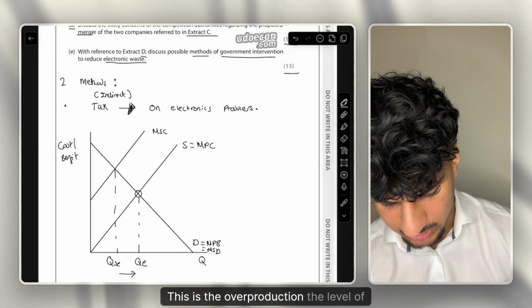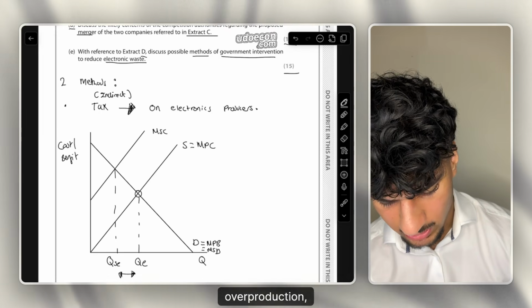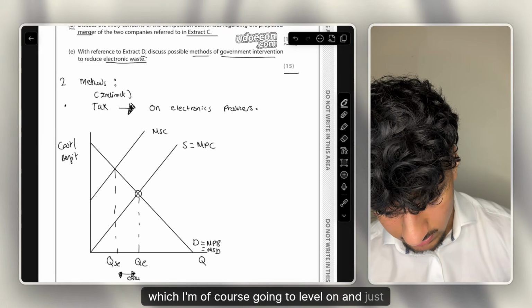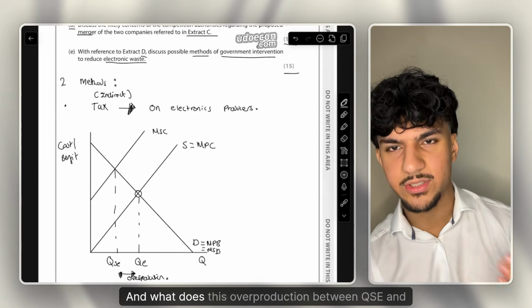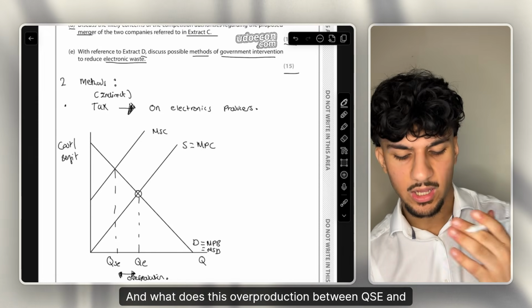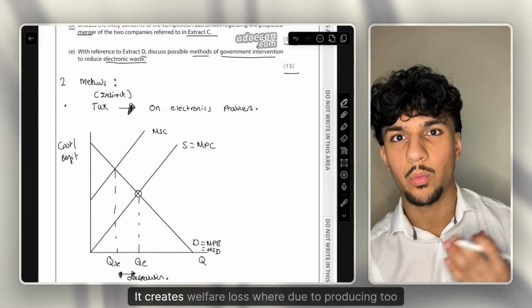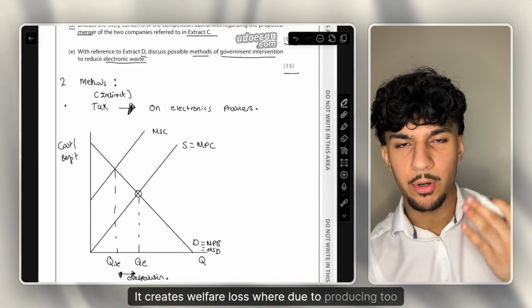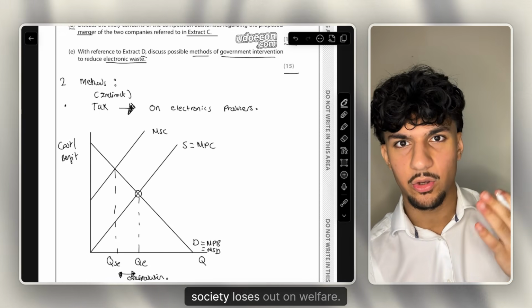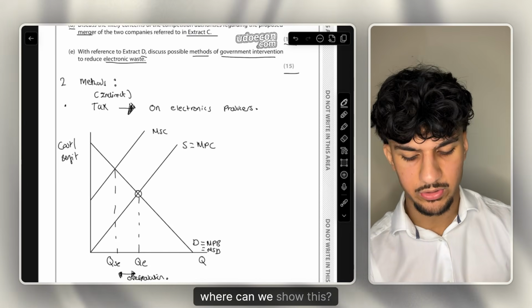This is the overproduction, the level of overproduction, which I am of course going to label up, overproduction. And what does this overproduction between QSE and QE create? It creates welfare loss, where due to producing too many units, society loses out on welfare. And where can we show this on the diagram?